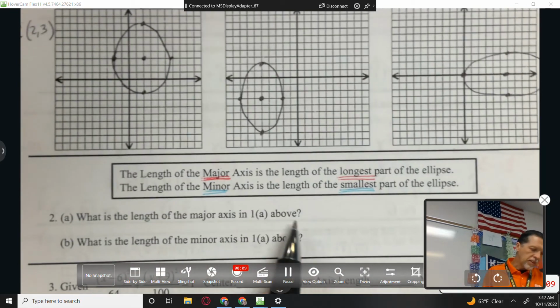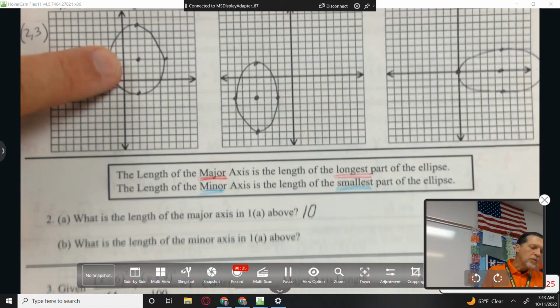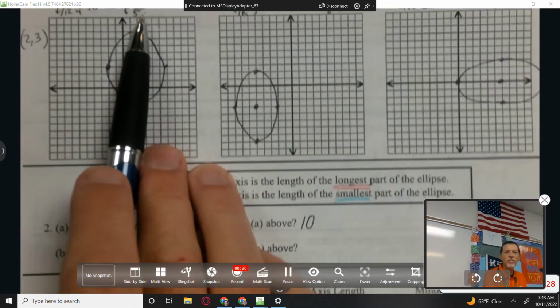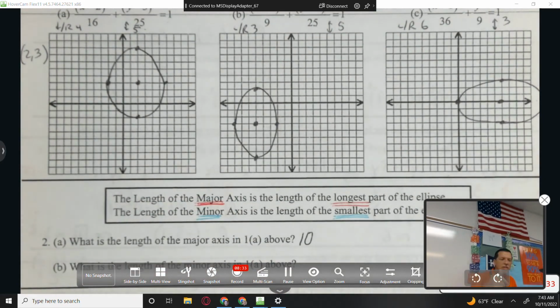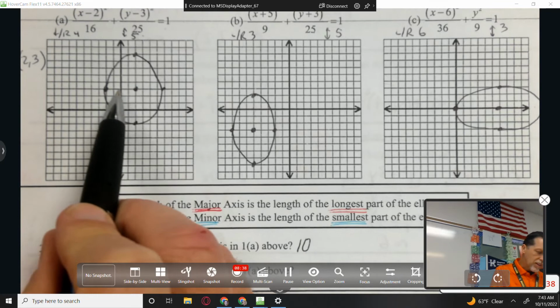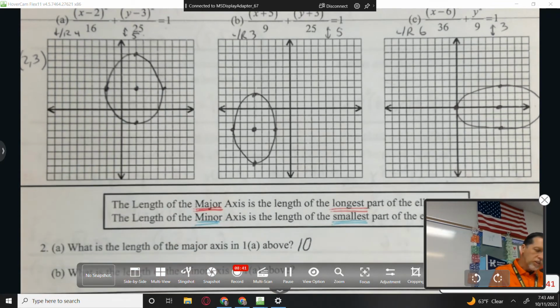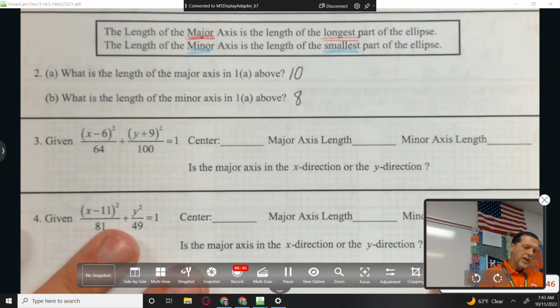So 2a, what is the length of the major axis in 1a above? Looking at the graph 1a, what do you think? 10. About the only wrong answer people give is 5 because they're used to using 5, and so they think, oh, that's the longer one, so 5. But the axis goes all the way across, so it's 10. And then the length of the minor axis, well, that was 4 on either side, so 8. So major, minor axis.